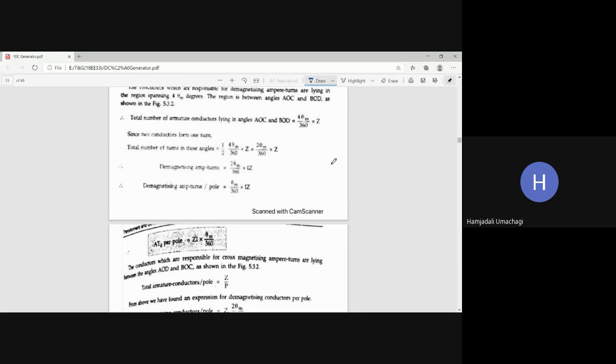Yes, sir. First we should consider the total demagnetizing area: 4 theta m by 360 into Z. Convert this conductors information into turns, because we are calculating the derivation for the formula ATD. A means ampere, T means turns. So for that sake, what we are doing? Multiplying this information with half, because 2 conductors is nothing but 1 turn. Since it is in conductor information, to convert it into turns, multiply it with half into 4 theta m by 360 into Z. Then you will get this formula. Now this is in terms of turns information. Convert this turns information in terms of ampere: for the same expression, just multiply it with the current I.